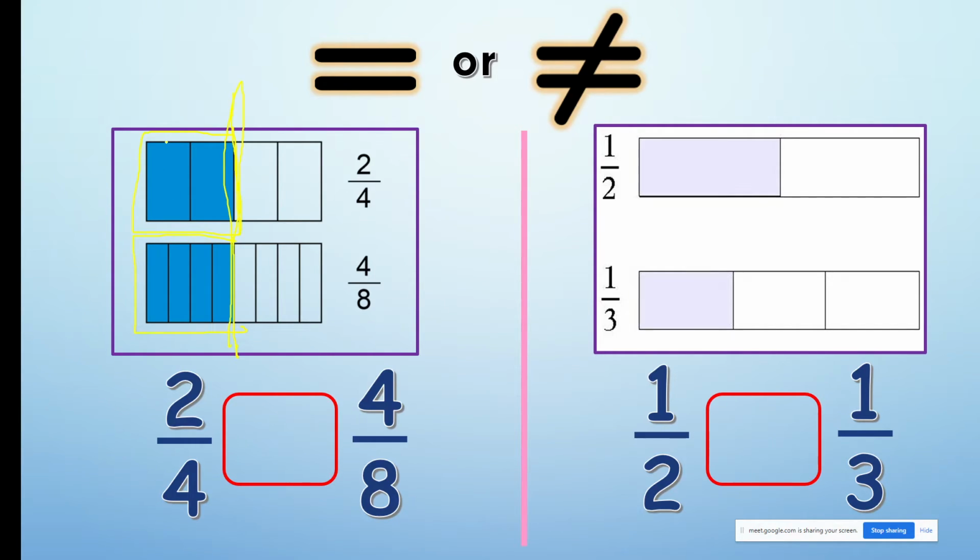Even though this one was cut into 2. For example, we cut this one into 4 also. Turn off your mic first. For example, we cut this into 4. It's the same as this one. They have the same value, same size, right? So, it means they are equal.